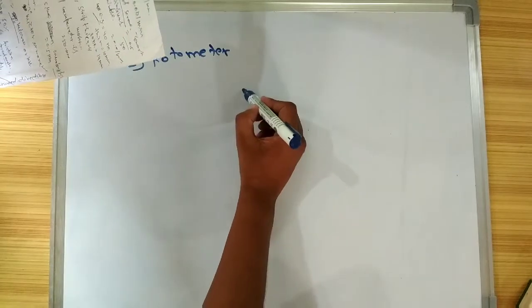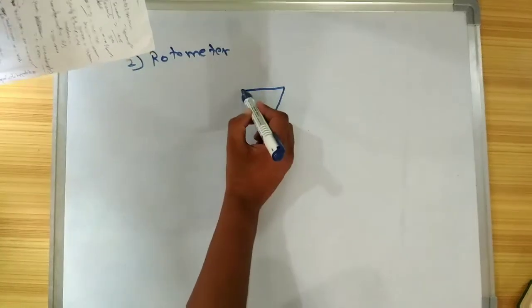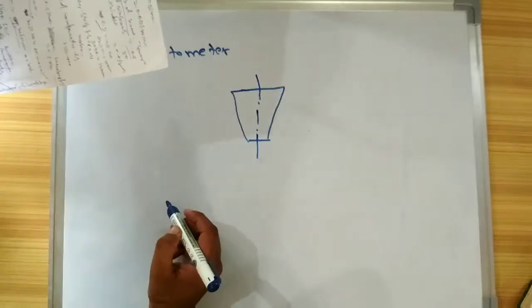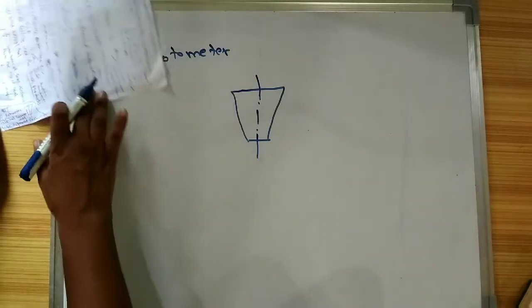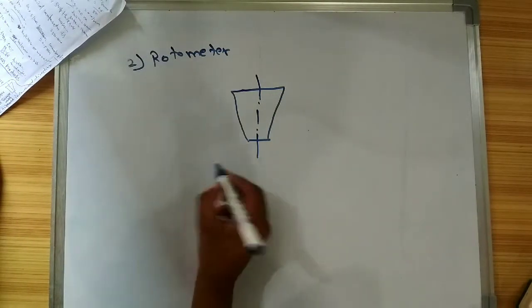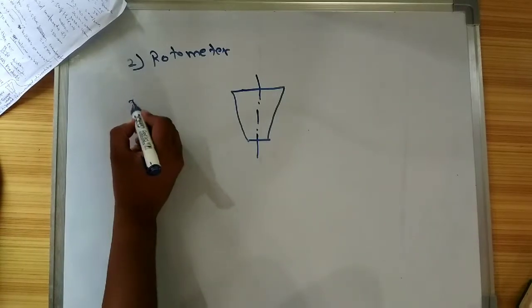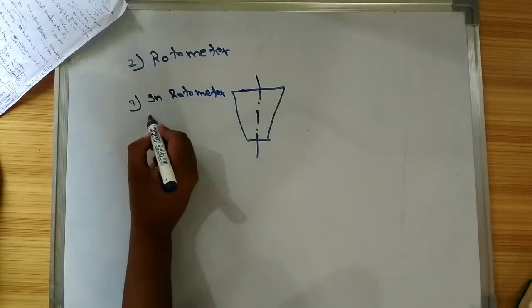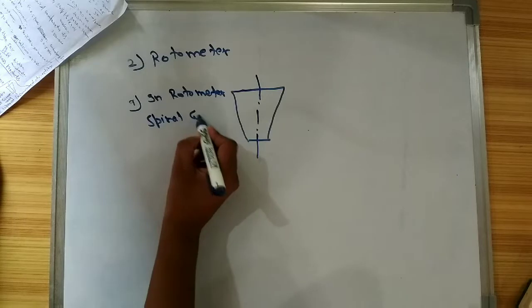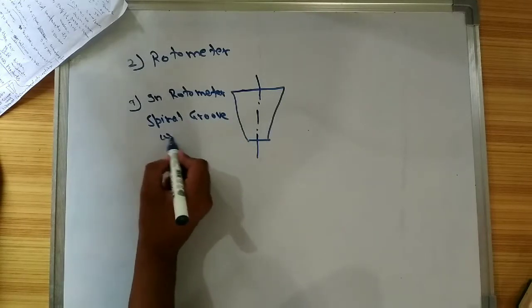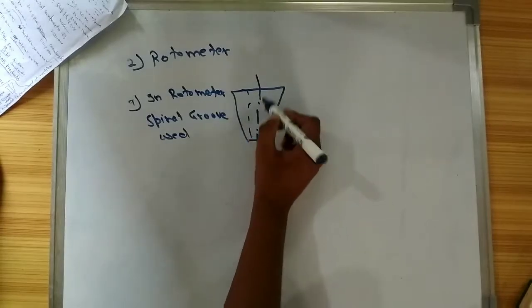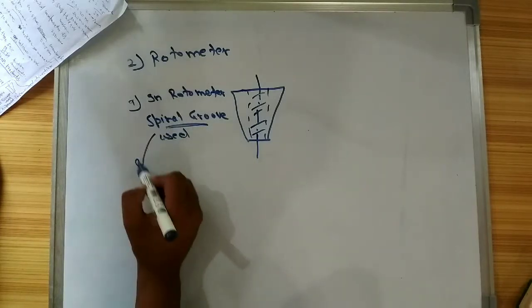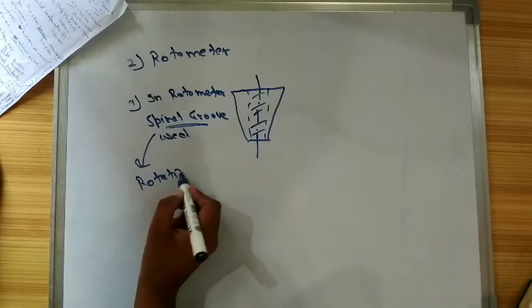Rotameter. In a rotameter, a spiral groove is used inside the rotameter. Here the spiral groove is used. Due to the spiral groove, the float rotates.